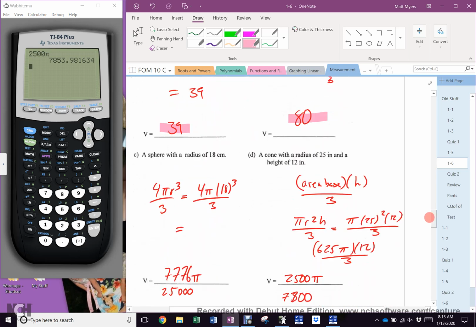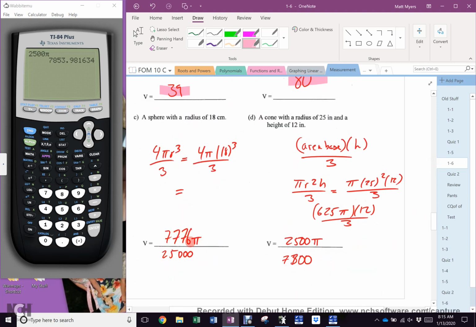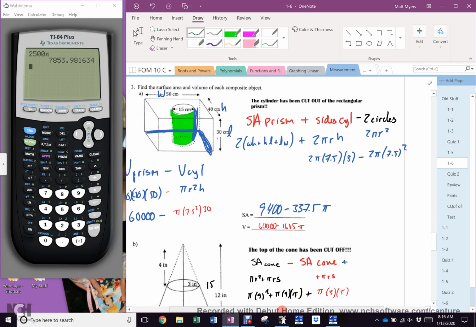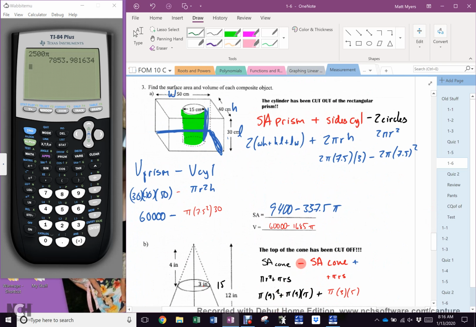This was all volume. Yes, volume of a sphere. There you go. Volume of a cone, area of base divided by 3 because it's a pyramid. There you go. And this was, we just did 2,500 pi. 7,853. Really 54, but that close. Everybody should be good with volume. Now we get to the tough pages.